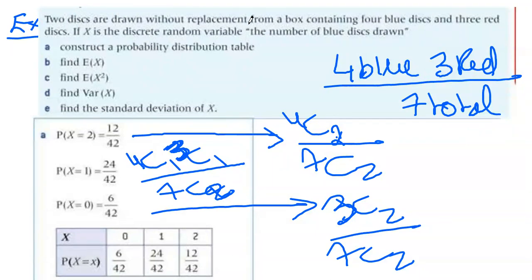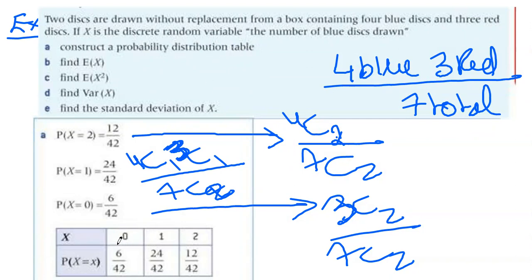2 discs are drawn without replacement from a box containing 4 blue discs and 3 red discs. So I have 4 blue and 3 red. If x is the discrete random variable, the number of blue discs, I'm counting the number of blue discs drawn. So I could have 0 blue discs drawn, or 1, or 2. Construct the probability distribution table.